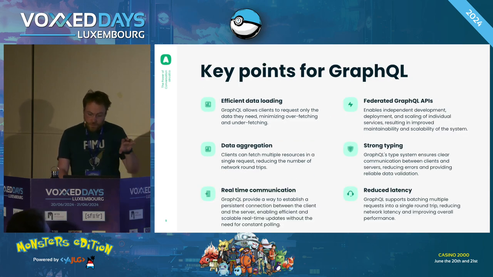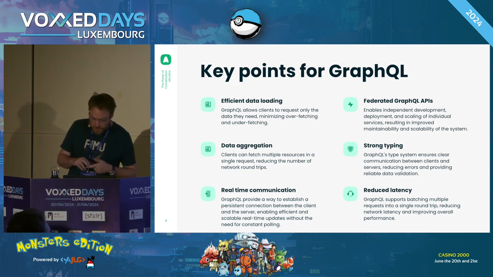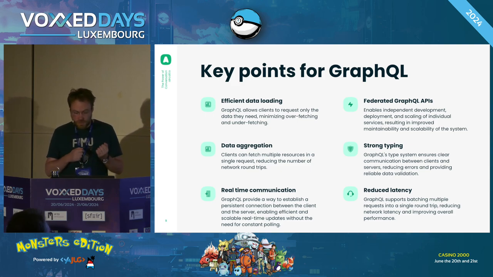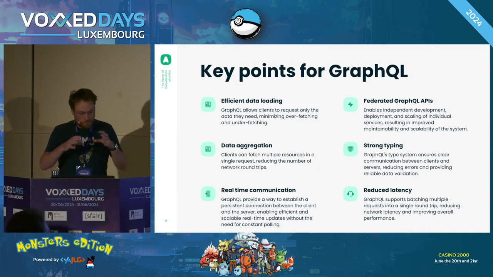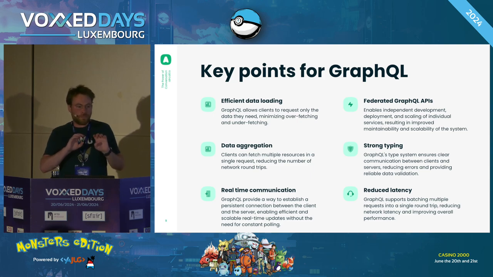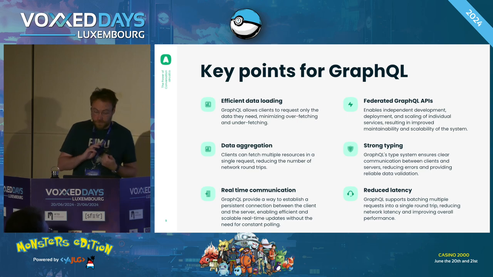So the key points of GraphQL for us, as I explained, were the efficient data loading, so getting what you want. Also the federated GraphQL API, which enables independent development and deployment. So each feature team in all our backend teams can develop the endpoints, the queries, the mutations on their side, and push part of the schema without breaking everything. So improving maintainability and scalability of our system.